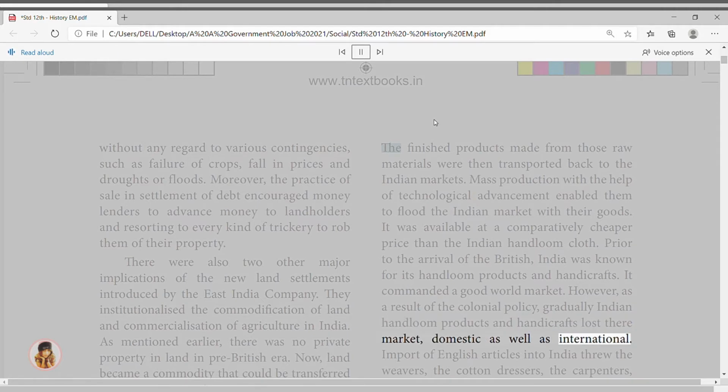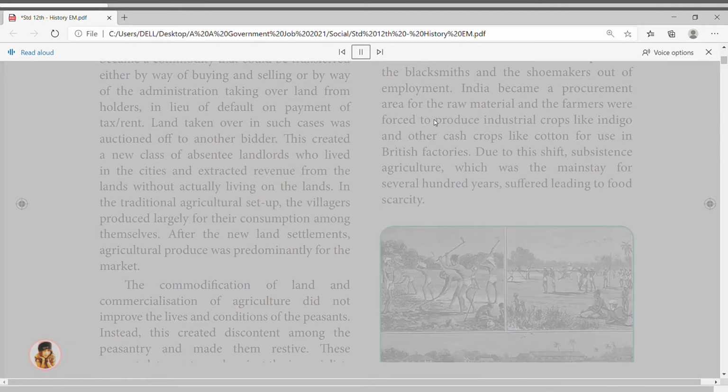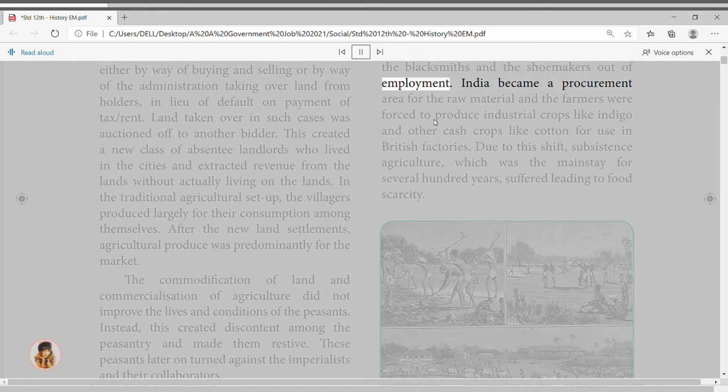Import of English articles into India threw the weavers, the cotton dressers, the carpenters, the blacksmiths, and the shoemakers out of employment. India became a procurement area for the raw material, and the farmers were forced to produce industrial crops like indigo and other cash crops like cotton for use in British factories. Due to this shift, subsistence agriculture, which was the mainstay for several hundred years, suffered, leading to food scarcity.